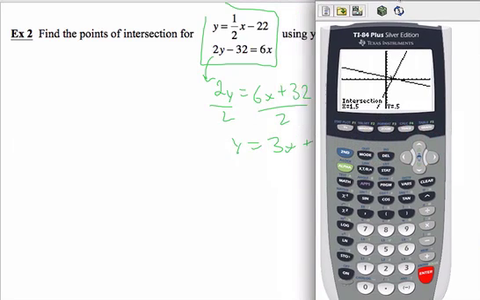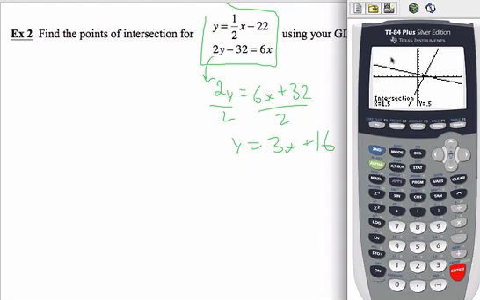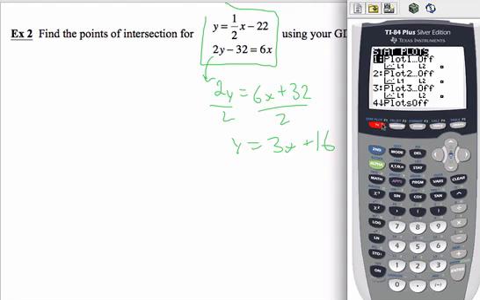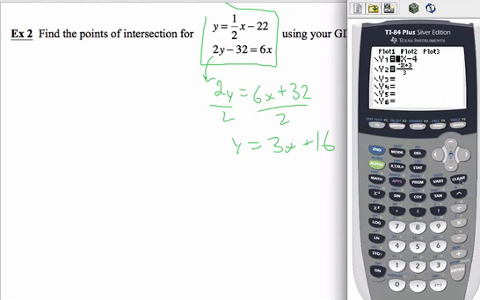So I'm going to clear everything that's already in there. Oops, that's the wrong button. Let me quit that and go back to okay. So clear the second one here, and I'm going to type in these two equations. Half x minus 22, I can do 0.5x minus 22, and the second one I will have 3x plus 16.